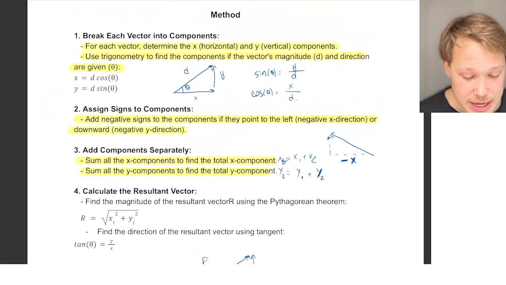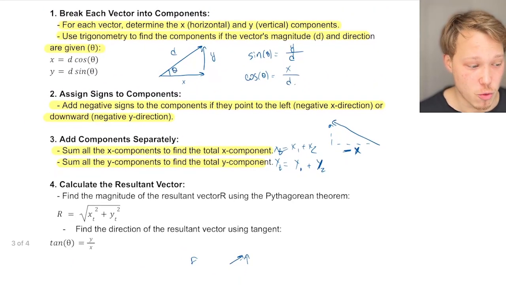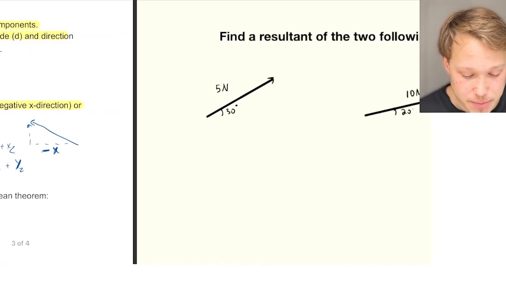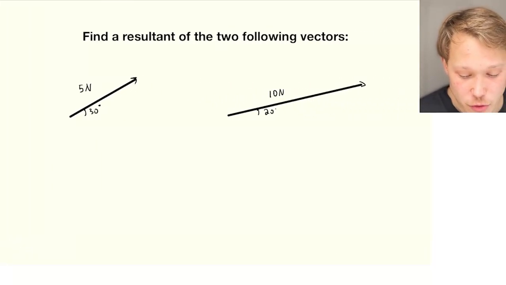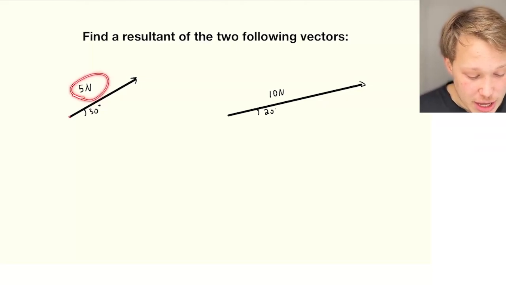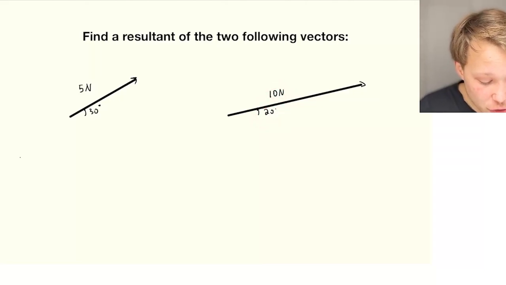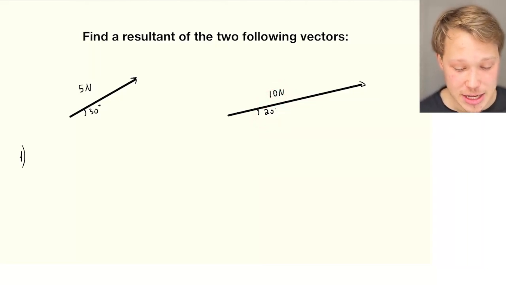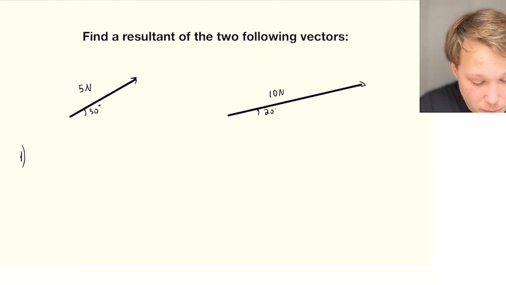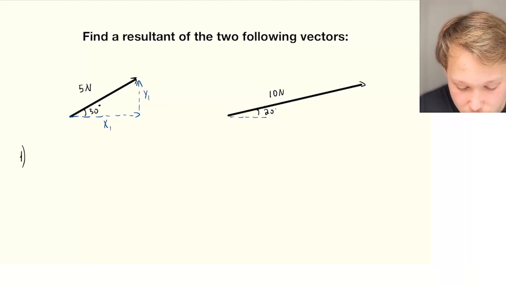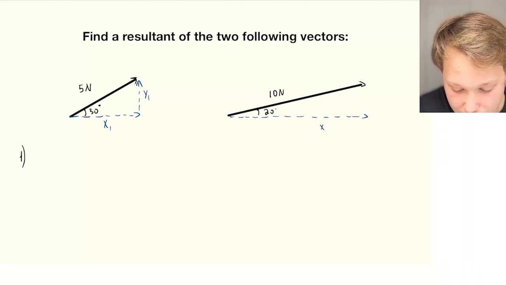Now, let's see how these steps apply to solving a real world vector problem. On the next page, we have these two vectors and we have to find the resultant. We have this 5 Newton force at 30 degrees and 10 Newton force at 20 degrees. So the first step is going to be finding the x and the y components. So let's do just that. I'm going to make right triangles right here. So x1, y1, and x2, y2.